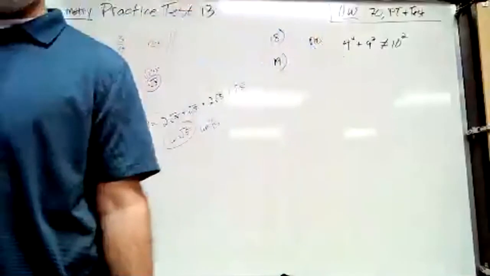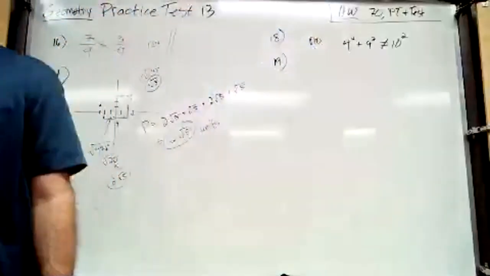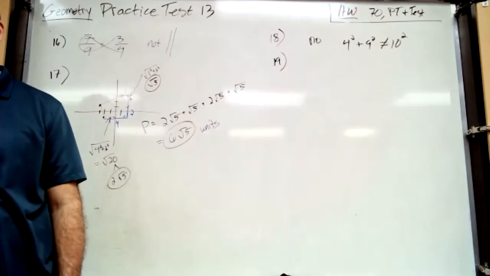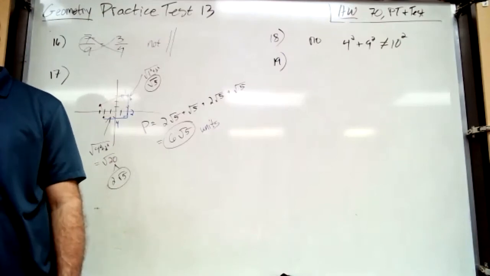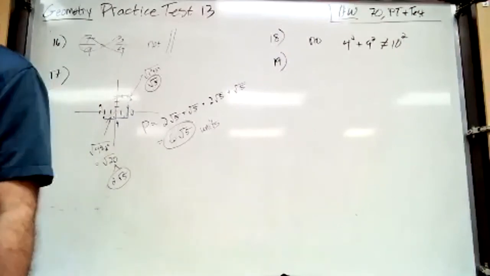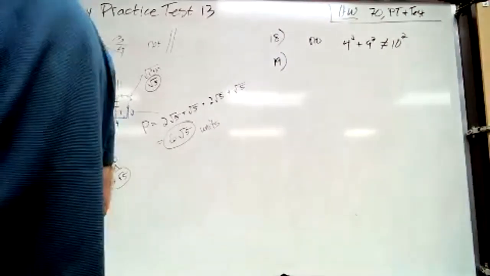And we know that there's only a couple Pythagorean triples that are integers that work: 3, 4, 5; 5, 12, 13; 6, 8, 10. So this is not one of those numbers.